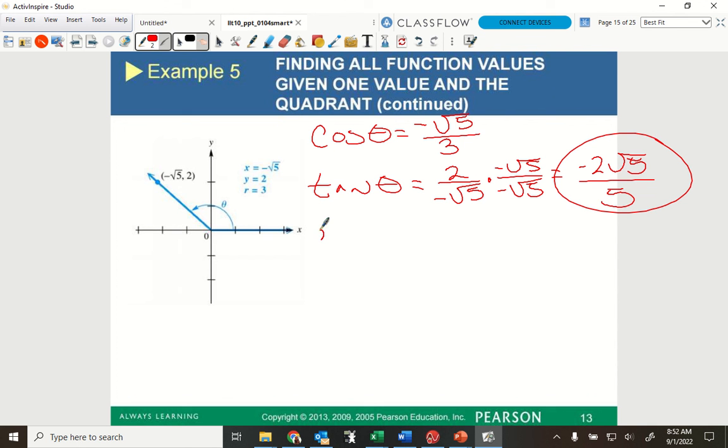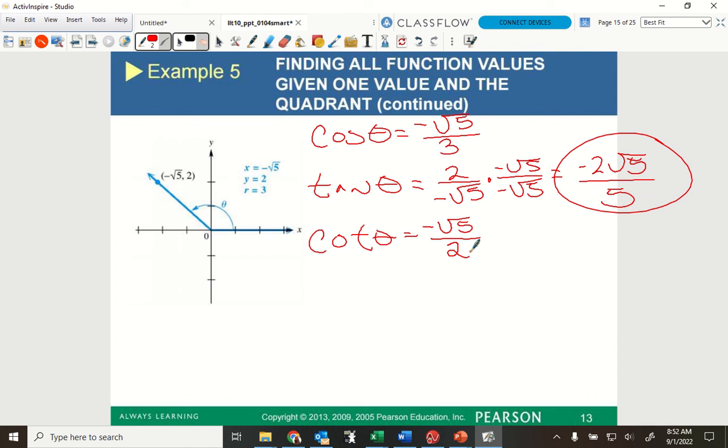So let's do cotangent now. What does cotangent represent? Cotangent is x over y. My x is negative radical 5. My y is 2. That's fine like that, right? Sure. Just like that. No problems there.